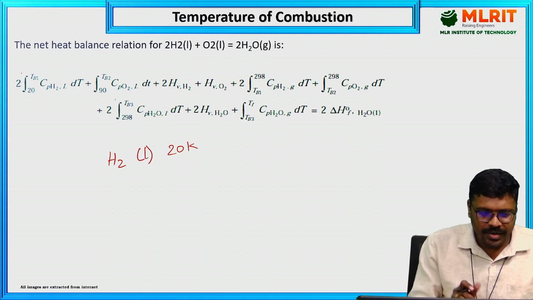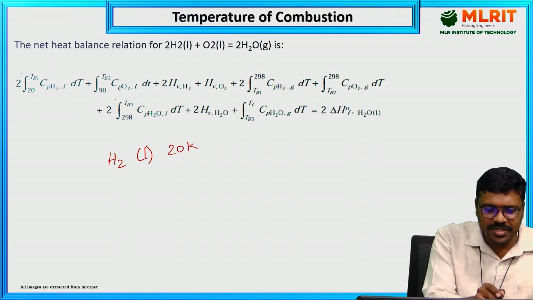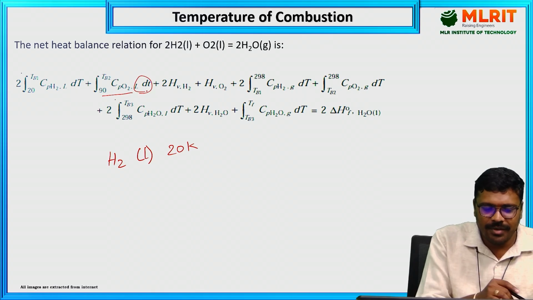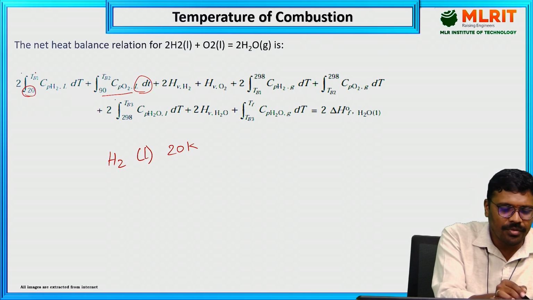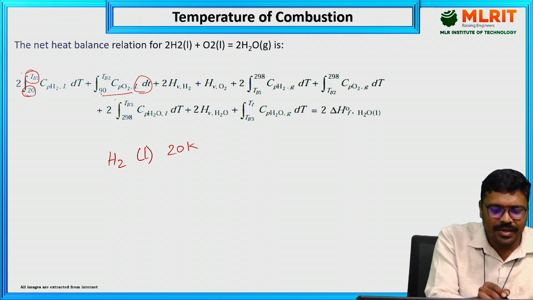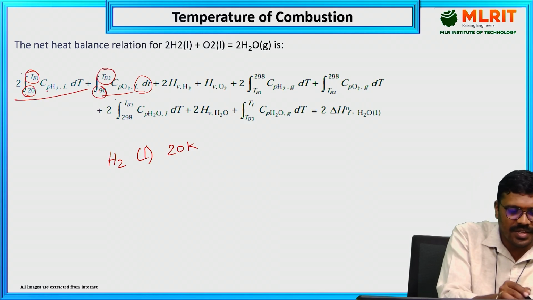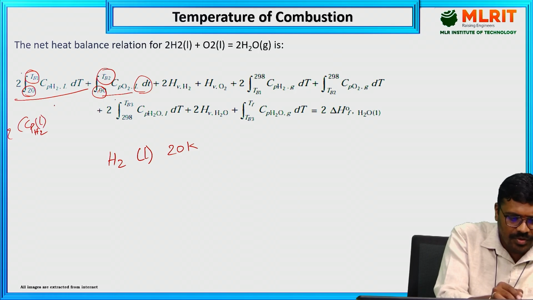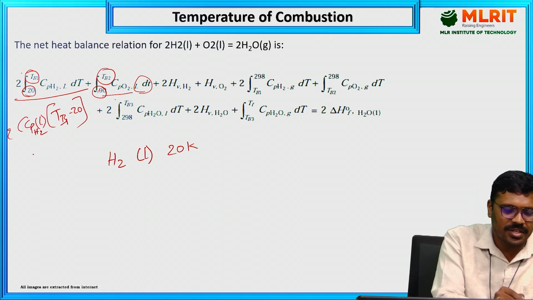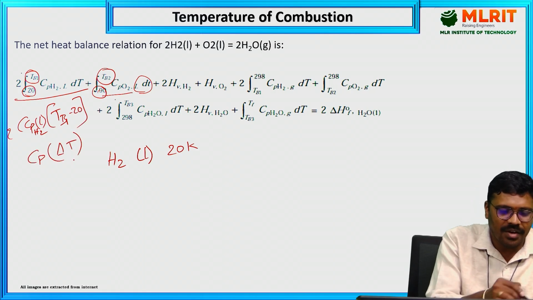Next, this is conversion of oxygen to the boiling point, Cp of O2 in liquid state to the boiling point temperature. You can see from 20 to TB1. Here the temperature of oxygen is 80 Kelvin, 80 to boiling point. Okay, if you expand this equation, this will be 2 into Cp of H2 in liquid state into TB1 minus 20. This is nothing but Cp delta T of the H2 liquid, right?